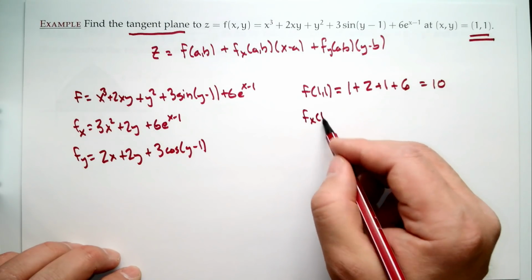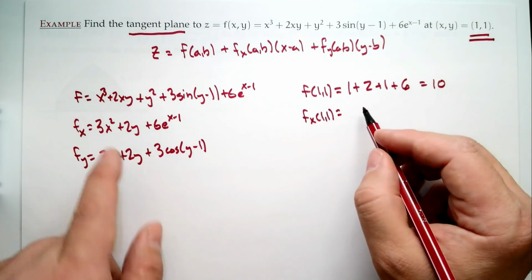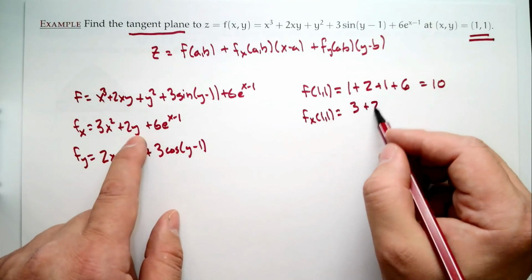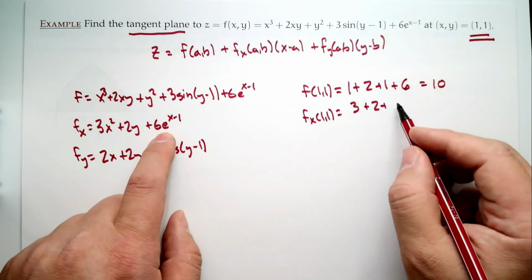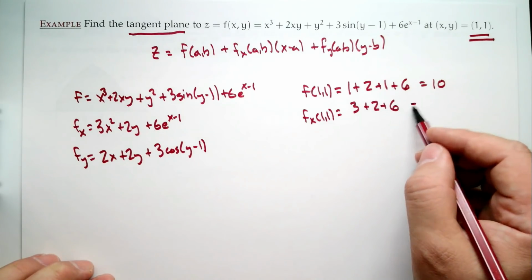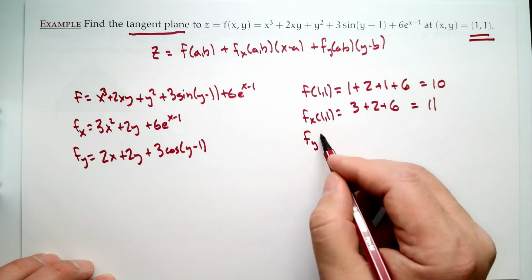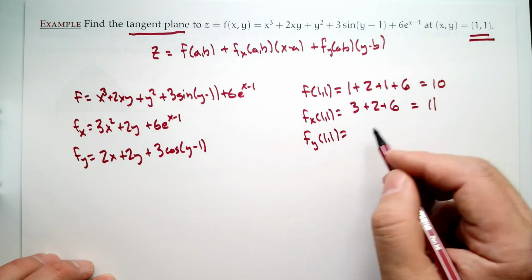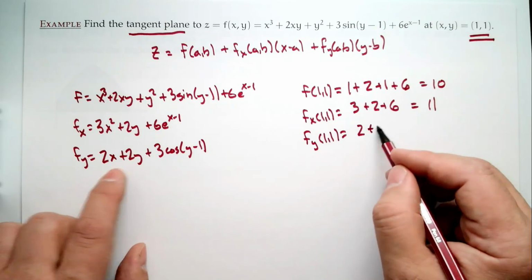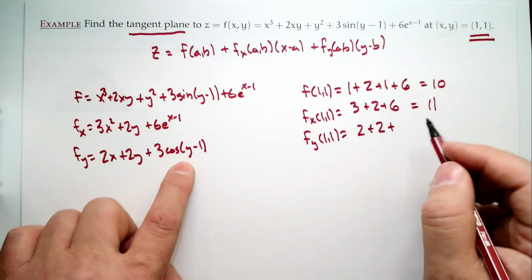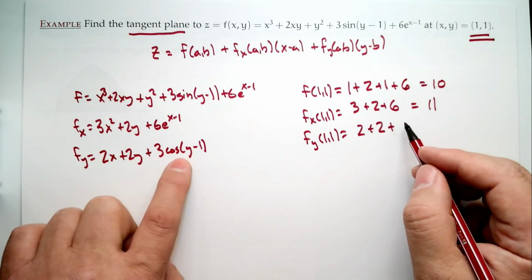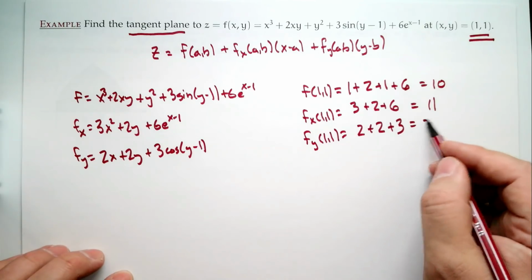F sub x at (1, 1). Well, that'll be 3 plus 2 plus, again, 6 e to the 0, which is 6. That's 3 plus 2 plus 6. That's 11. And f sub y at (1, 1). That's 2 plus 2 plus 3 times cosine of 0. Well, cosine of 0 is 1. So that's 3, giving us 7.